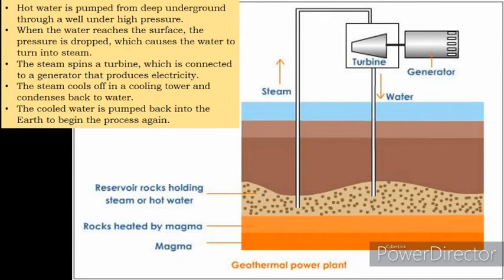In the geothermal power plant, hot water is pumped from deep well under high pressure. When the water reaches the surface, the pressure drops, which causes the water to turn into steam. The high pressure steam is used to rotate the turbine, which is connected to a generator that produces electricity. The steam cools off and becomes water, which is pumped back into the earth, and the process is repeated for continuous production of electricity.